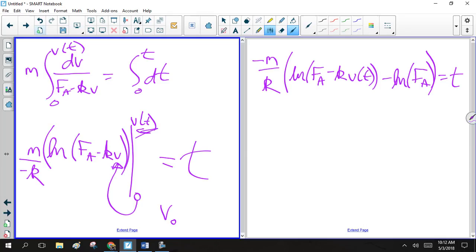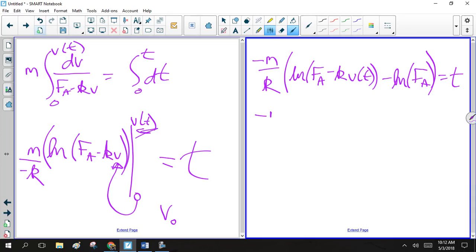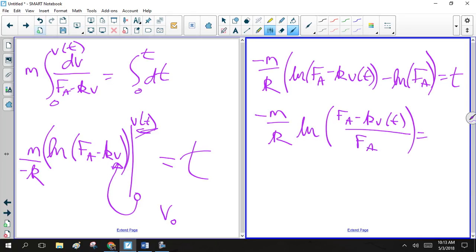All right, everybody good up to there? All right. I feel like there should be a way I can simplify this giant mess here. I've got a natural log minus a natural log. Yes, you can divide that. You can rewrite that. There's a name for the rule, that the natural log minus a natural log is the same as the natural log of the quotient, right? So now I've got negative m over k times the natural log of applied force minus k v of t over Fa equals t.